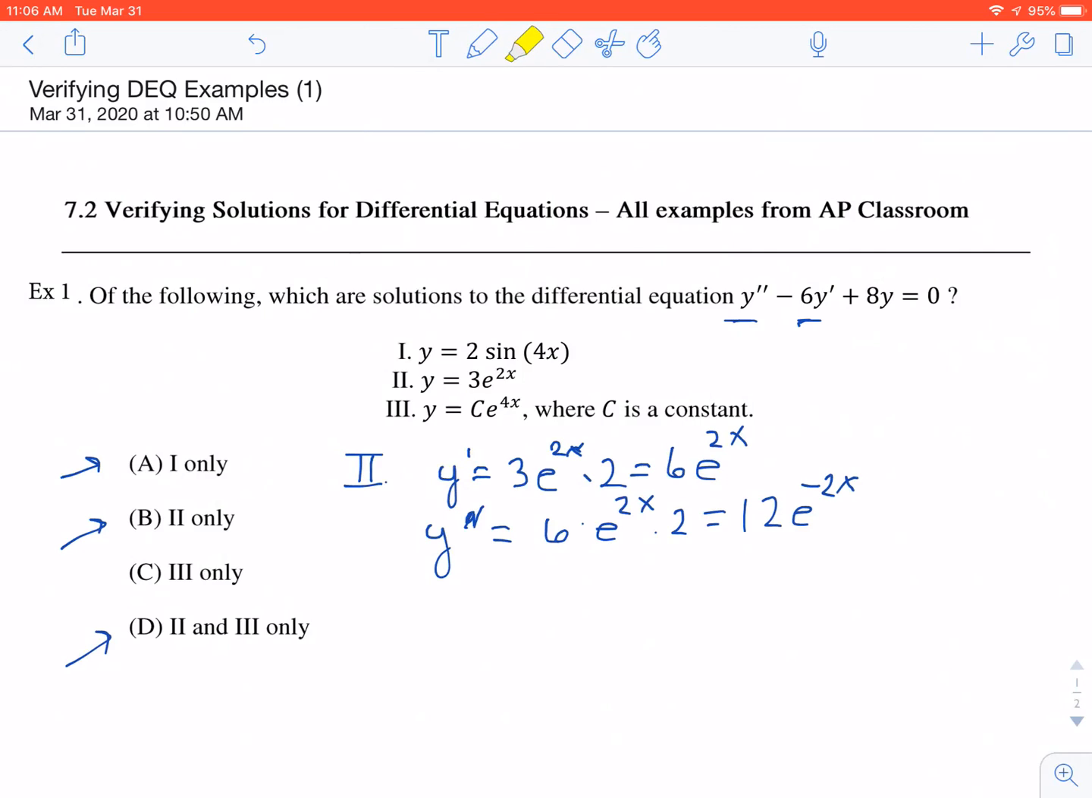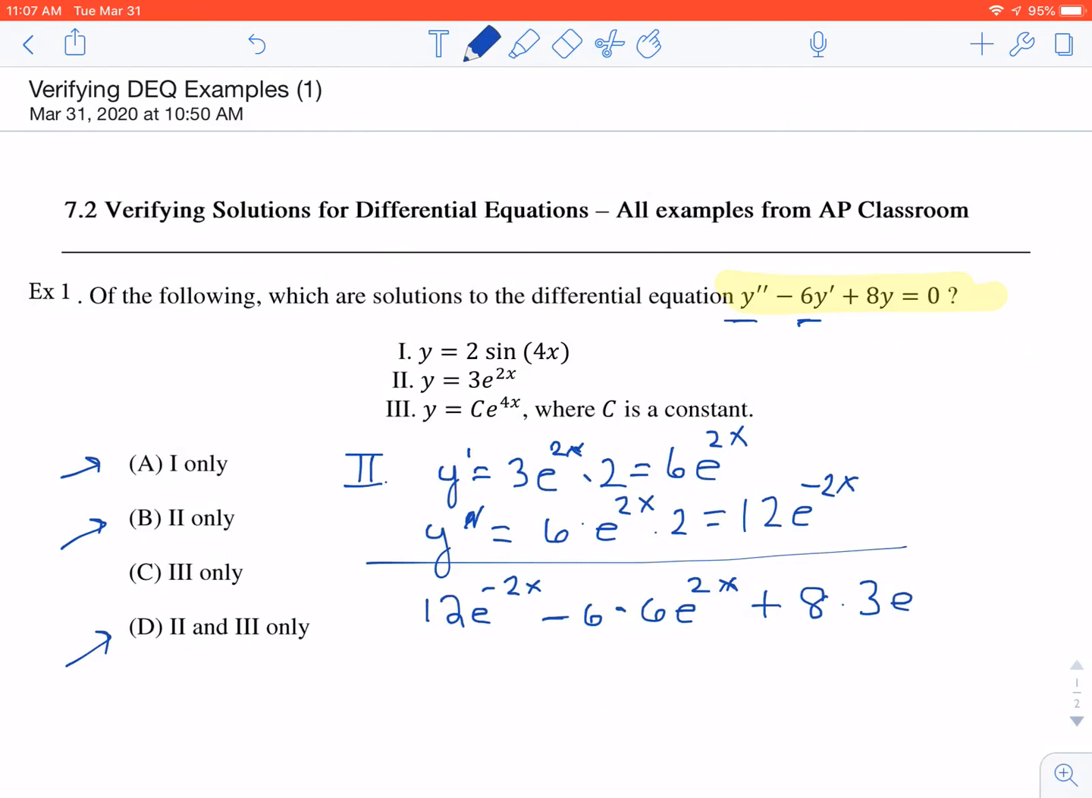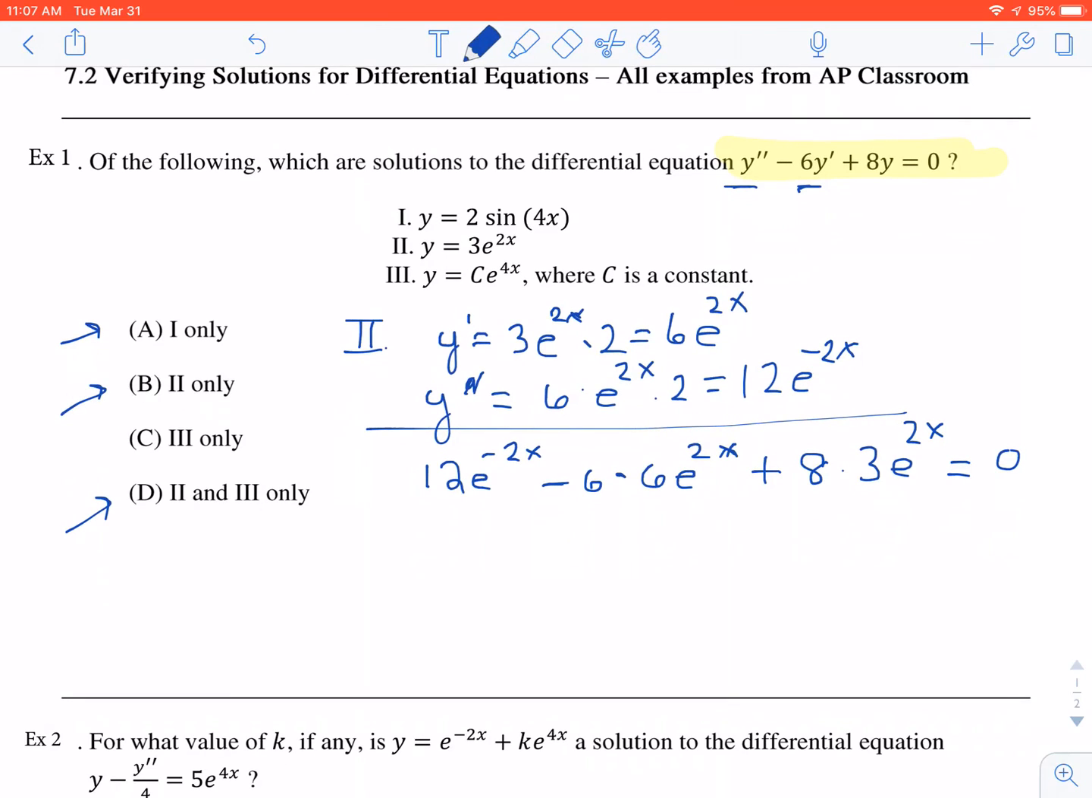Now I'm going to go to this differential equation and sub those in. I'm going to take 12 e to the 2x minus 6 times y prime, 6e to the 2x, plus 8 times y, which is the original, 3e to the 2x, and see if that gives me a true statement. Remember, if it's a solution, it's going to give a true statement.